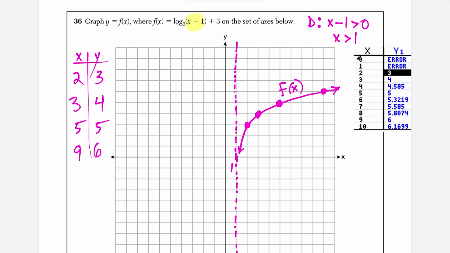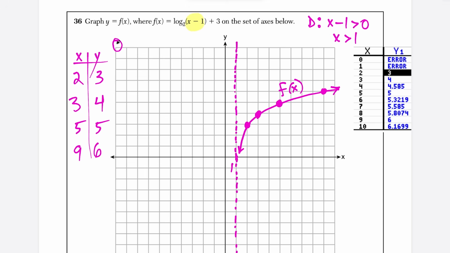Which is why when you had values that were less than or equal to 1, the y value shows up as an error. So what that tells us, though, is if x has to be greater than 1, then the graph is going to be approaching the line x equals 1, but it'll never actually go through it. Okay, so this is just a nice way of finding the vertical asymptote of a log function.